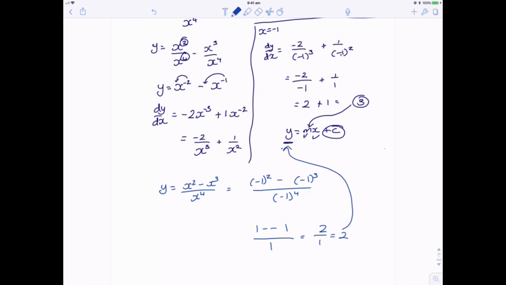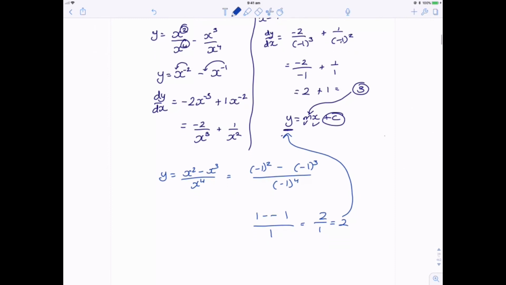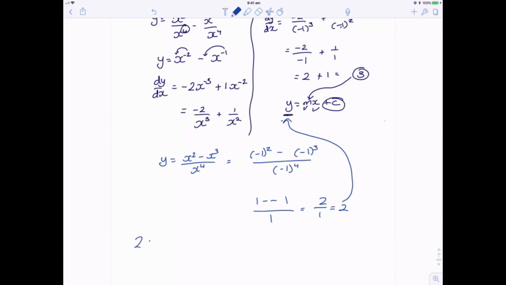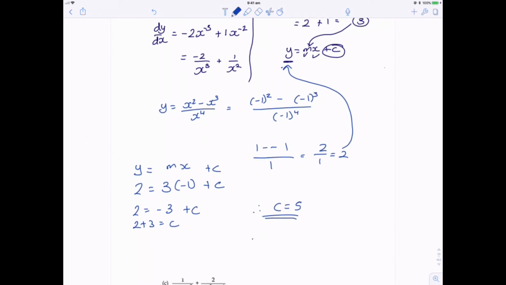So we know what y is, we know what x is, and we know what m is. So now we can work out c. So y is 2, m is 3, x is -1, plus c. Remember, this is y equals mx plus c. So 2 equals -3 plus c. 2 plus 3 equals c. Therefore c equals 5. So our equation is y equals 3x plus 5. That's the equation of our tangent.